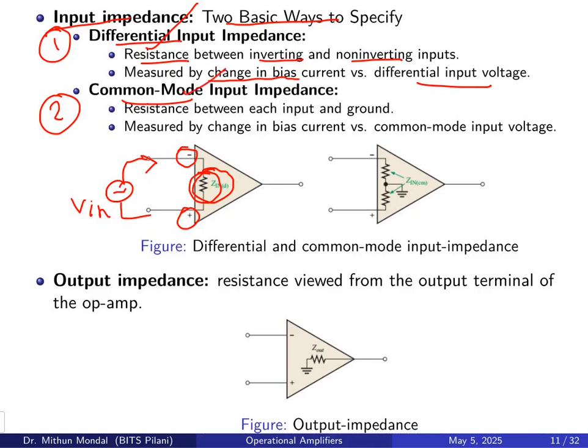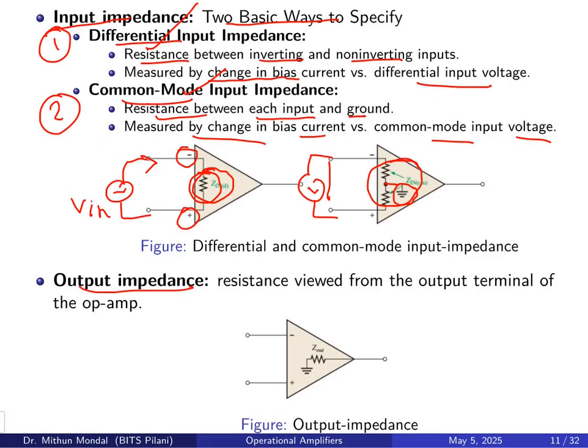In the common mode condition, you have the resistance which is between each input and the ground. So you have a ground connected at the center of a resistor. Two resistors are there which are center tapped, and you give the input. So this is measured by change in the bias current versus common mode input voltage. So the input that you give here, connecting the common mode configuration, the impedance that we measure at the input is known as the common mode input impedance.